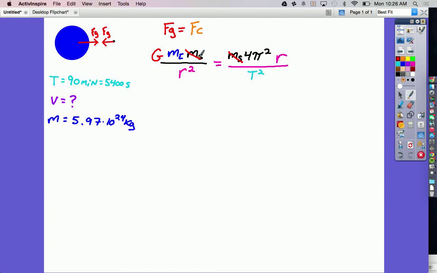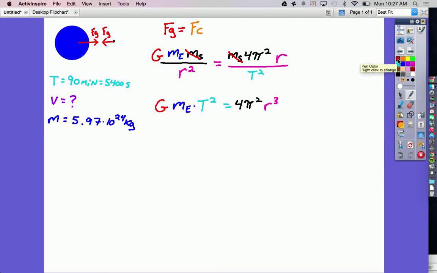And now I'm going to get rid of my fractions. Nobody likes to deal with fractions. So I'm going to multiply the r squared up over to the right, and multiply the t squared up over to the left, giving me on the left big G, mass of the Earth, times t squared equals 4 pi squared, and r squared and regular r becomes r cubed. Now I'm going to divide the 4 pi squared over to the left, so that's going to be the denominator, and then I do the cube root to get rid of the r cubed.